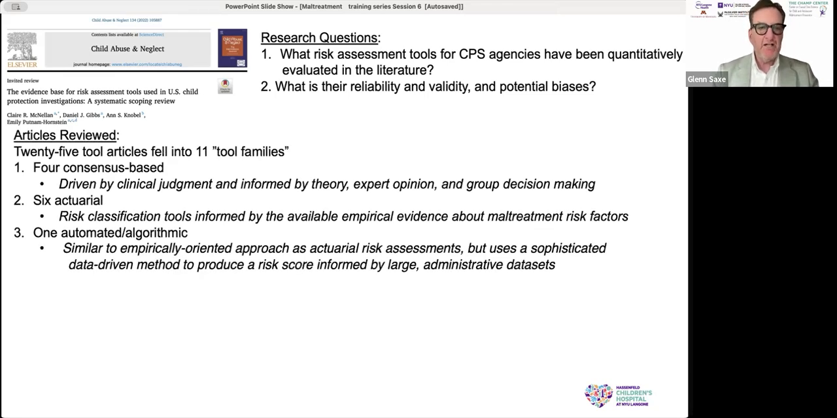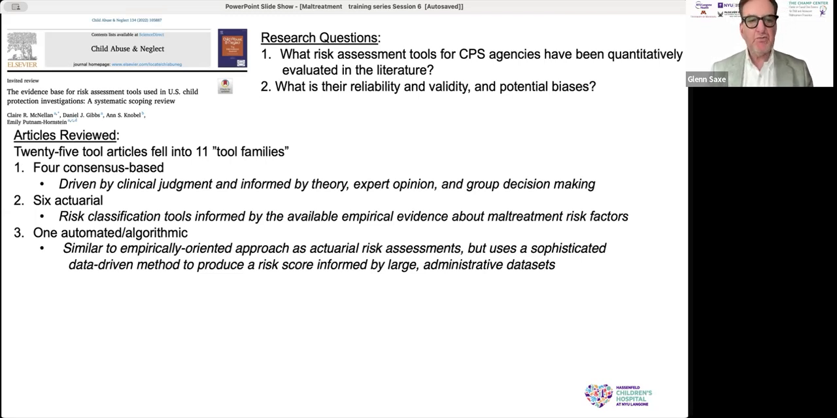So basically, they surveyed lots and lots of articles and found 25 articles of tools that fell into 11 what they call tool families. 4 of them were consensus-based tools, and these are not necessarily driven by data and research, but basically driven by committees with clinical judgment, informed by theory, expert opinion, group decision making.